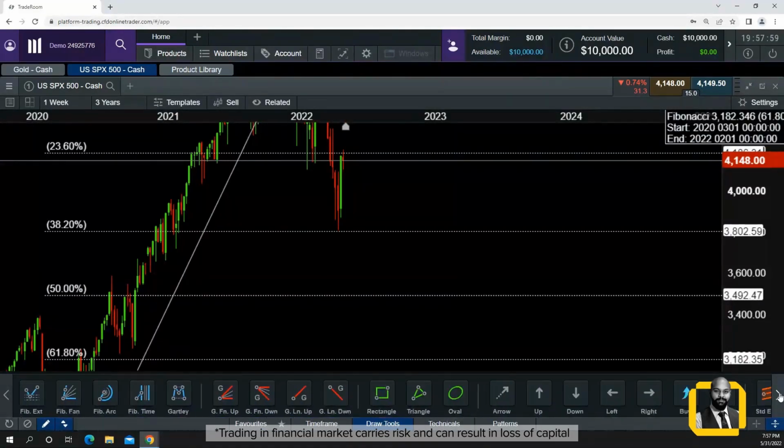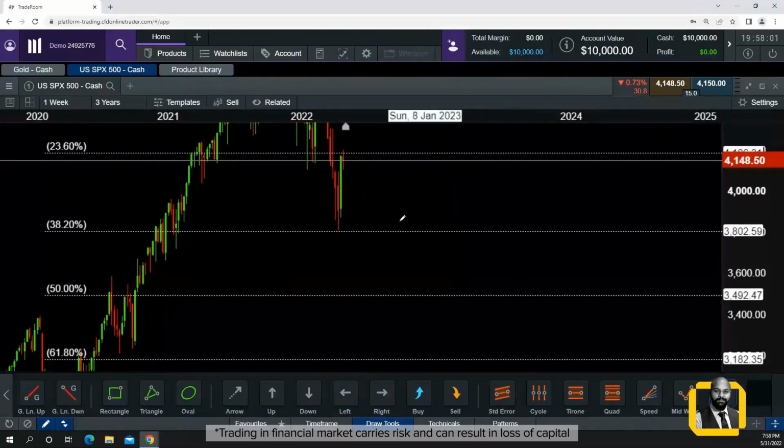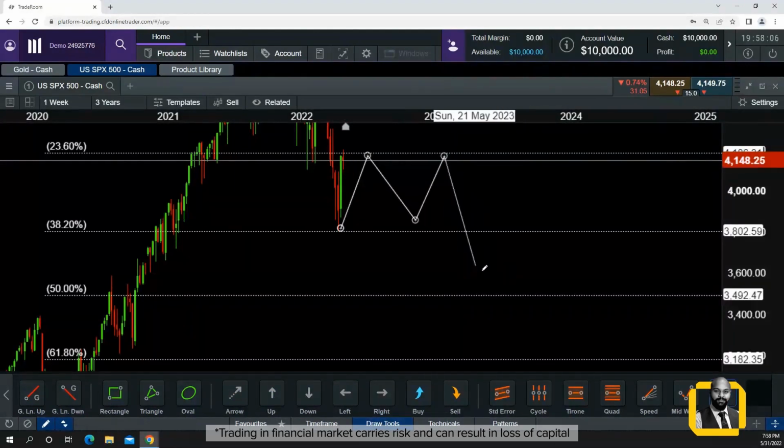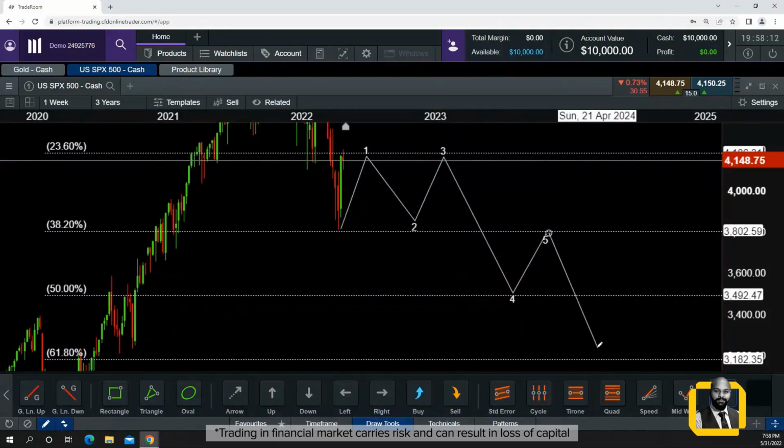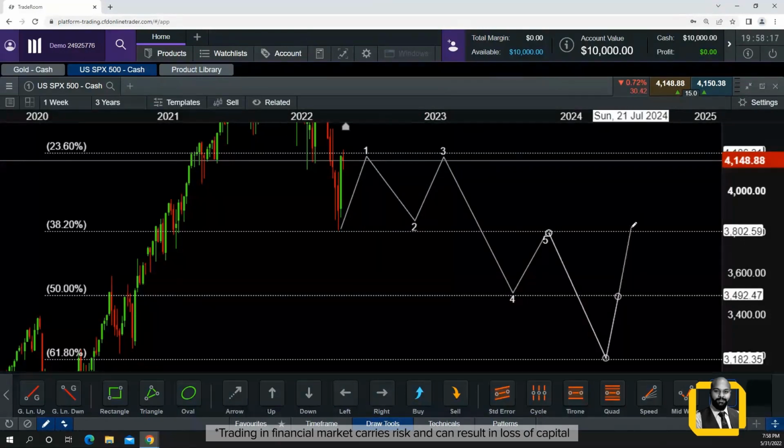Just to give you an example, I'll just draw this. This could be a potential trading range. If it breaks below, then this could be your potential trading range. Then let's say if this breaks below, this could be your potential trading range. It can also go back and retest these levels.